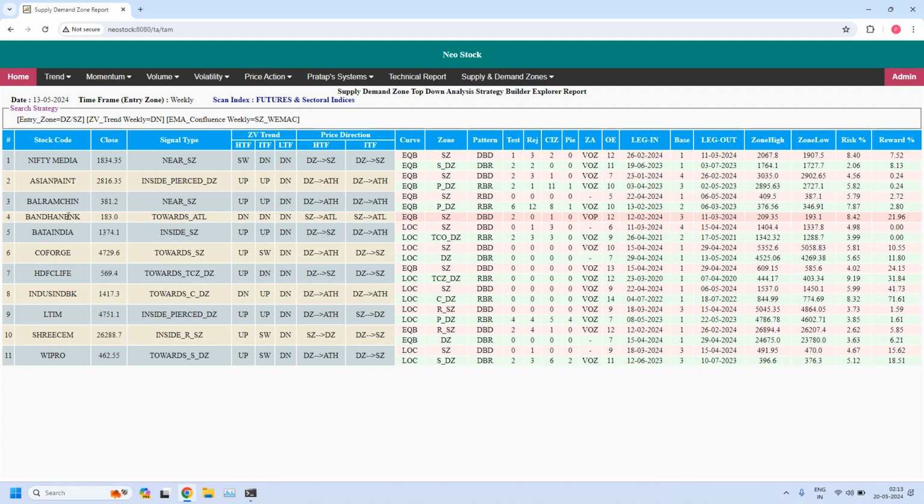Look into the fourth one, Bandhan Bank. This is an all-time low stock. That's why it doesn't have any demand zone.